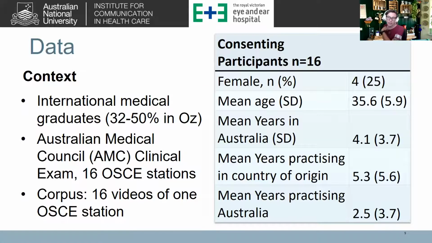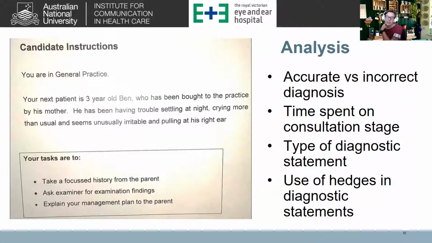So what were their instructions? They were meant to be in general practice, and their patient was a 3-year-old child who had been brought by his mother. The child had trouble settling at night and was crying and pulling at his ears. The doctors were meant to take a history, ask the examiner in the room for findings in lieu of having an actual examination of a child. There was also no child in the room, just to mention that. There was just the mother as a role player, and then explaining the management to the parent.